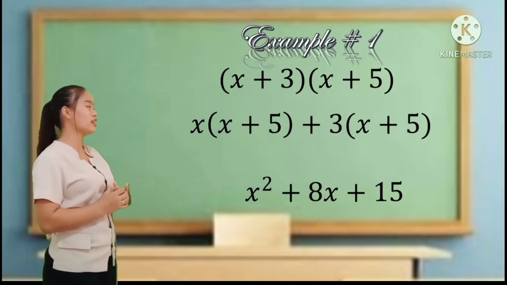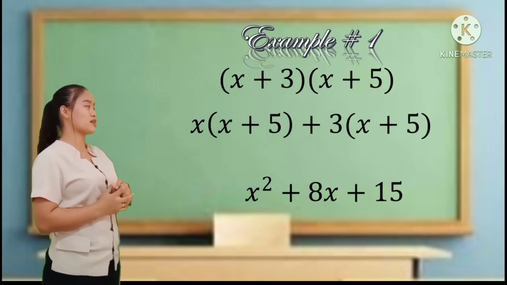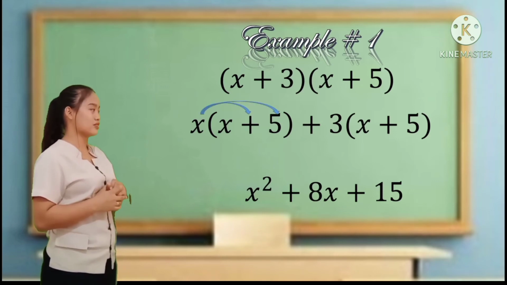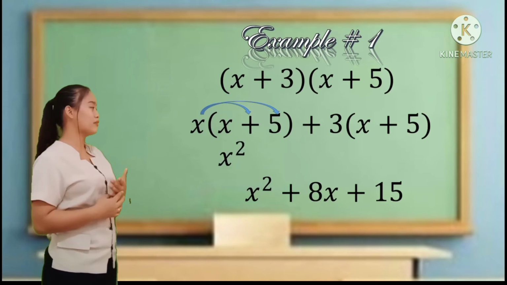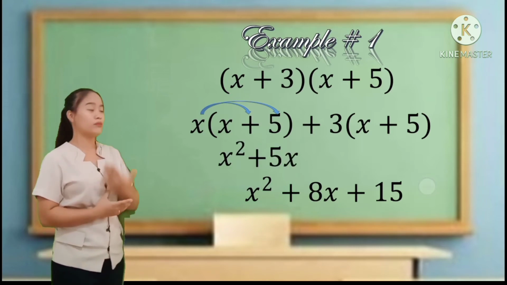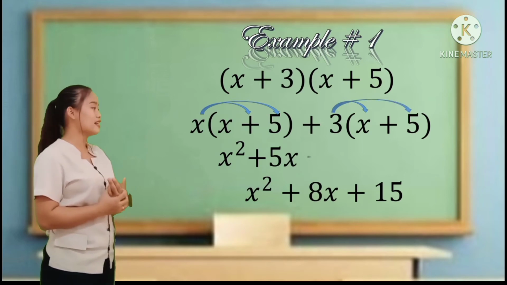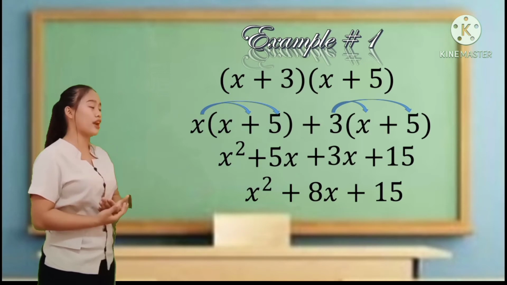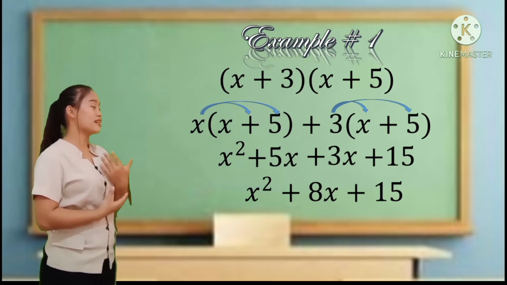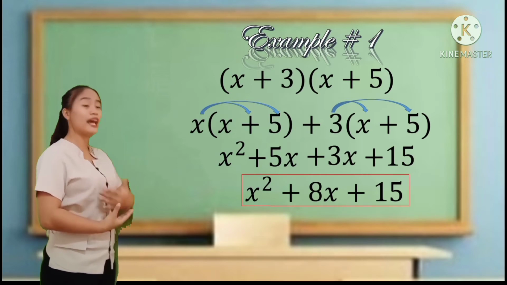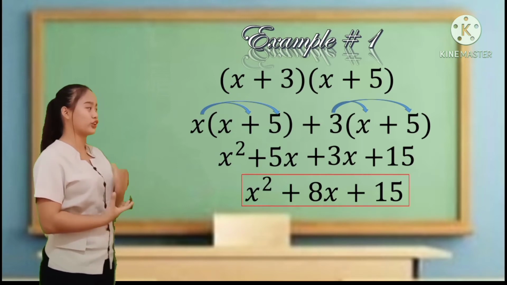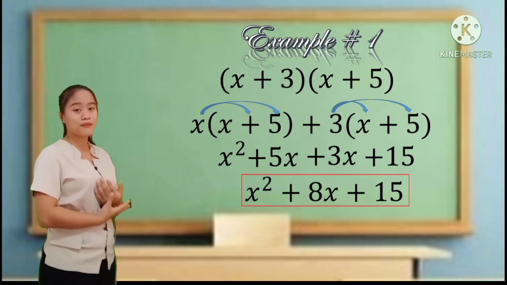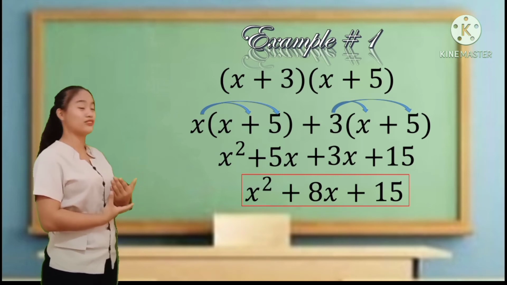So now we will distribute the x to x plus 5. We have x squared and 5x. Then the same with the second one: 3 multiplied by x plus 5. We have 3 multiplied by x, which is 3x. Then 3 multiplied by 5 is equal to 15. So we have x squared plus 5x plus 3x plus 15. Then combine the like terms, 5x plus 3x, so we have 8x. Same with the answer in the FOIL method, right?